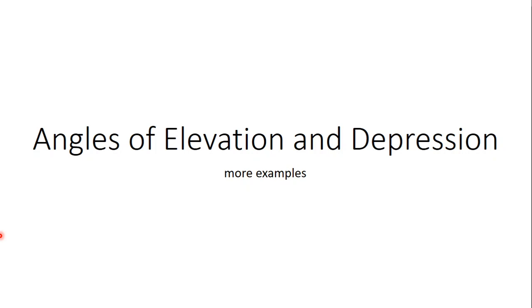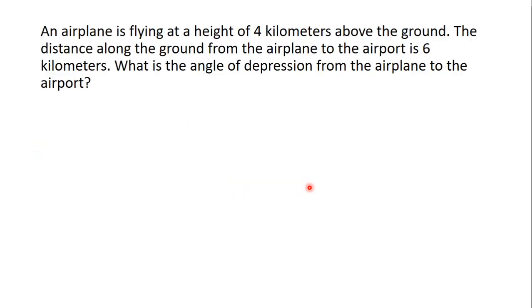Good morning. Today we're going to continue angles of elevation and depression. We're going to discuss more examples. So let's have our first. An airplane is flying at a height of 4 kilometers above the ground. The distance along the ground from the airplane to the airport is 6 kilometers. What is the angle of depression from the airplane to the airport?